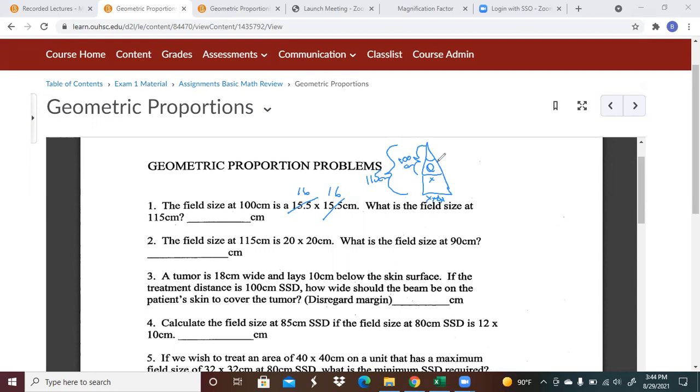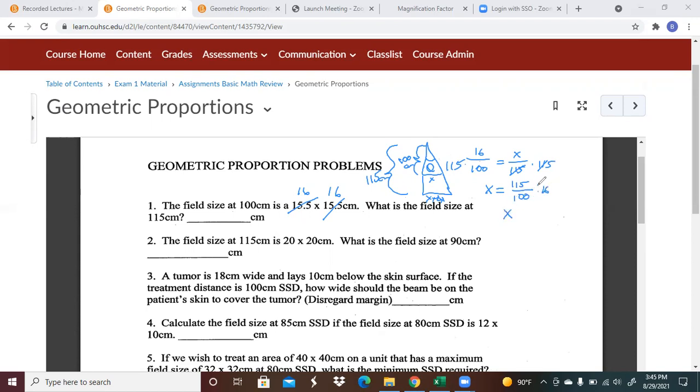So let's take a look here. If it's similar triangles, what we're going to find is that 16 at 100 is going to be equal to x at 115. So if we're looking for what it is at 115, we're basically multiplying both sides by 115 to get rid of it here in the denominator. So that and that cancel. So I'm left with 115 over 100 multiplied by 16.